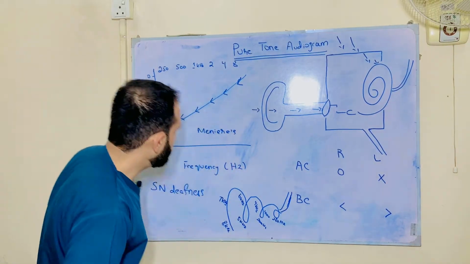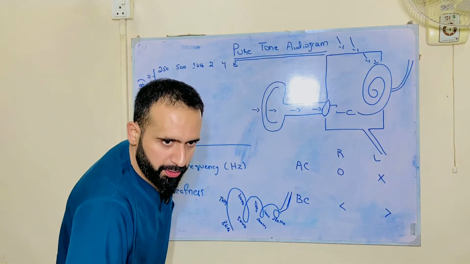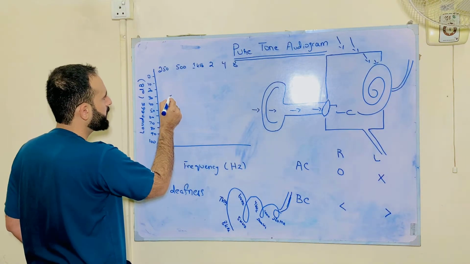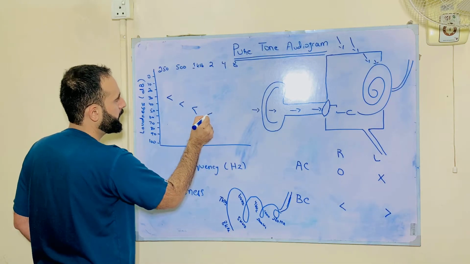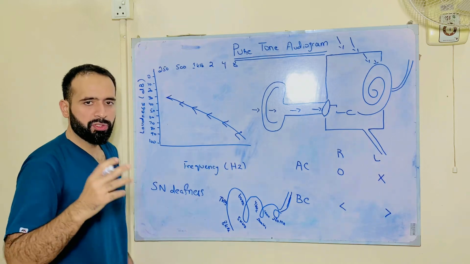But the usual presentation for patients with sensorineural deafness or cochlear damage is for the graph to go down. And that is the explanation, that is the science behind why the graph is going down.